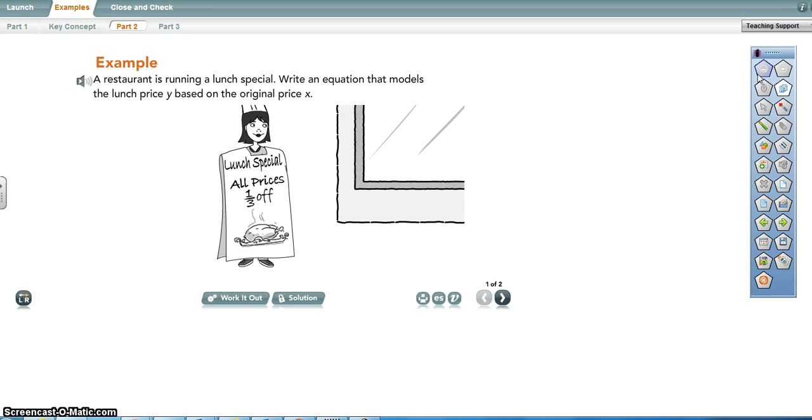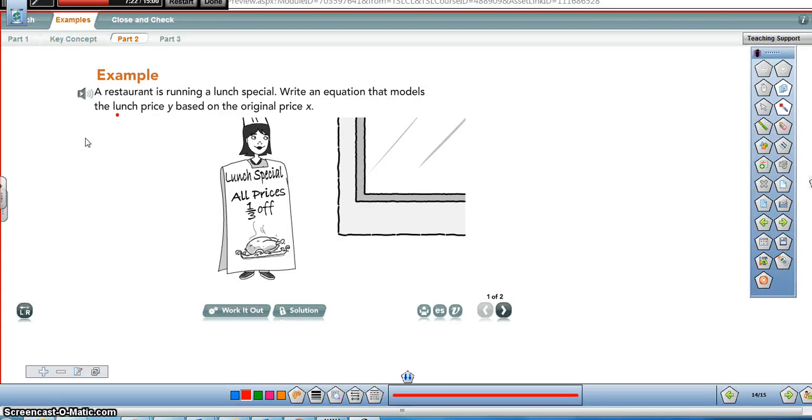A restaurant is running a lunch special. Write an equation that models the lunch price, y, based on the original price, x. All right, it says that the lunch special is that all prices are 1/3 off. If it's 1/3 off, how much are we going to have to pay? If 1/3 gets taken off, how much is left? Well, we have to pay 2/3.